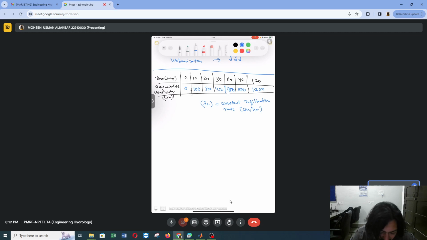They have given us the diameter of the infiltrometer, right? So let us say the diameter of the infiltrometer ring is 20 centimeter. We can calculate the area from the diameter, and we can divide the cumulative volume of water by it, and we can get the cumulative depth of infiltration, right?